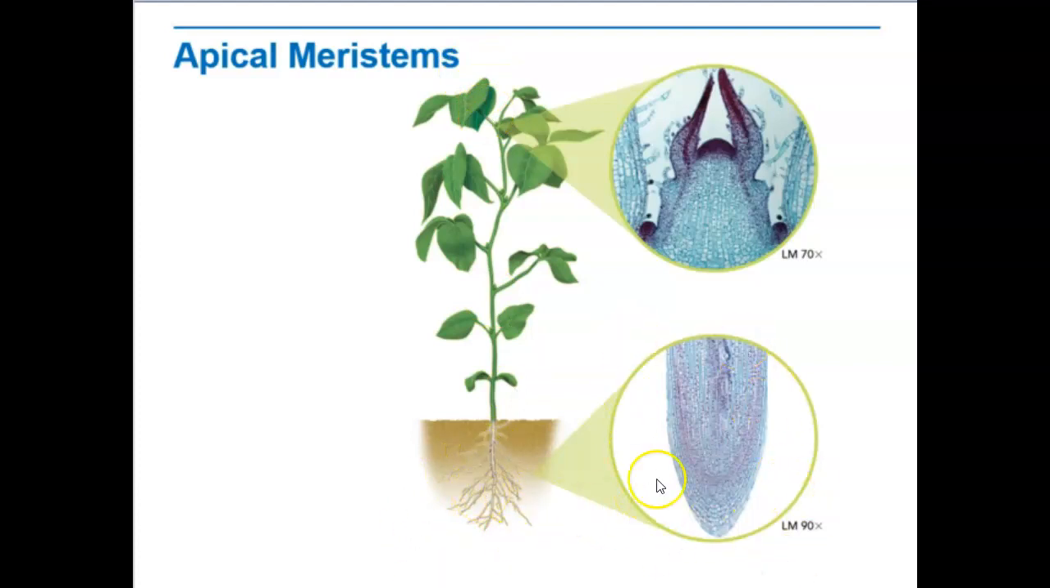So when you remember looking at the onion root tip cells, remember I told you to look right towards the tip, right? Because that's where most of the growth would be. So the two types are going to be stem, okay, so that new growth at the top of the plant, and then root apical meristems.